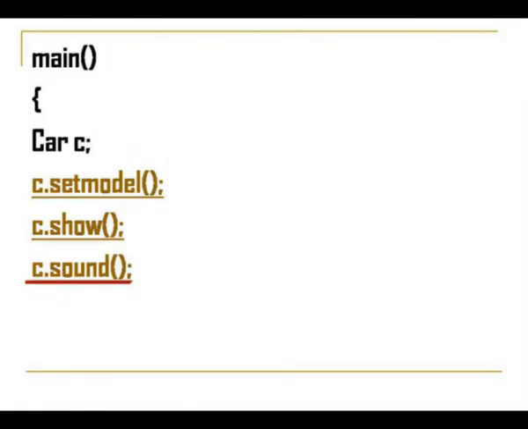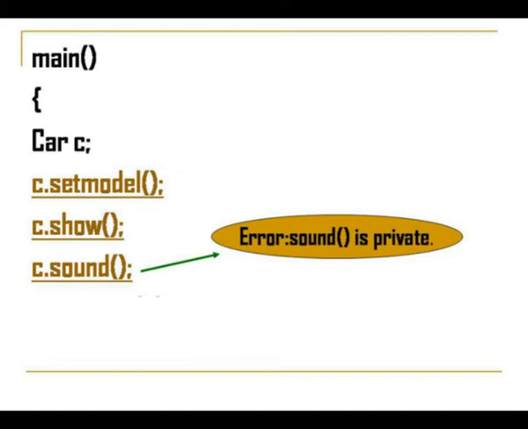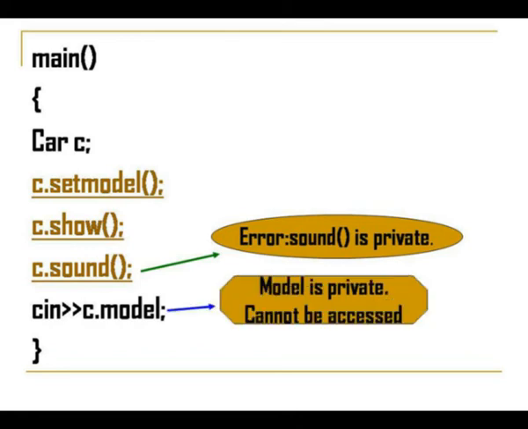But if you see this C dot sound, this is a private member. So, this private function cannot be accessed by the object directly, because it is declared using the keyword private. So, here there will be an error in the program. The next step, again you have C dot model. This is also not permitted in C++, because again the string model is a private member declared in the program. So, this is the difference between the private and public access specifiers.